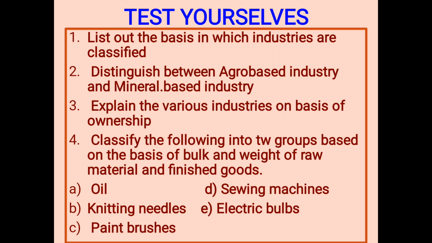So test yourself by reading these questions. List out the bases on which industries are classified. Distinguish between agro-based industry and mineral-based industry. Explain the various industries on the basis of ownership. Classify the following into two groups based on the bulk and weight of raw material and finished goods: oil, knitting needles, paint presses, sewing machines, electric bulbs.